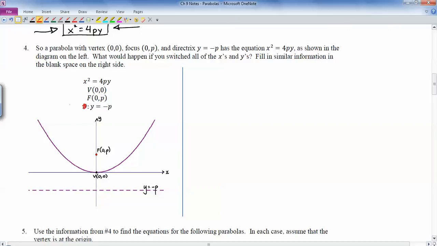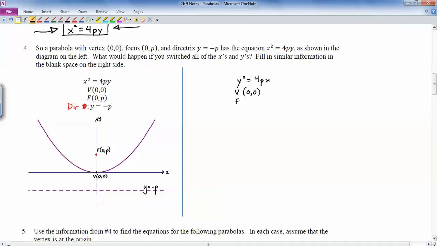So maybe do this, so it's not just D, so you don't confuse it with domain, right? So then next, in number 4, it says, what happens if you switch the x's and the y's? Well, if you switch all the x's and y's, you don't get x squared equals 4py. You get y squared equals 4px. And that means the vertex, if you switch the x's and y's, well, 0, 0 switched is still 0, 0. So that doesn't really change anything.